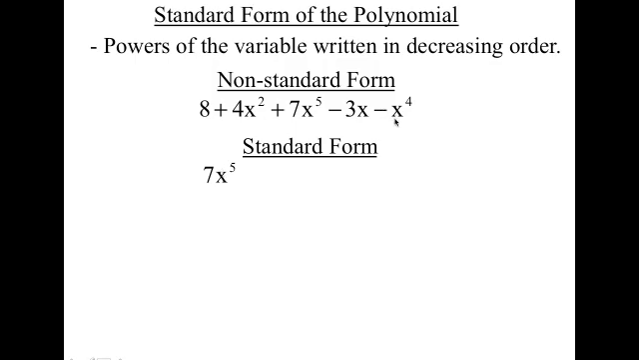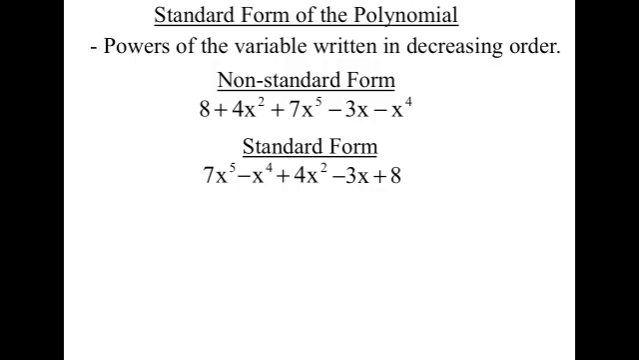Then we go down to negative x to the 4th. Now, is there an x to the 3rd? No. But I go to plus 4x squared minus 3x. And then we put the constant, which is plus 8. That's really like x to the 0 power times 1. All right? So here's standard form.